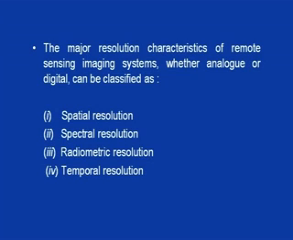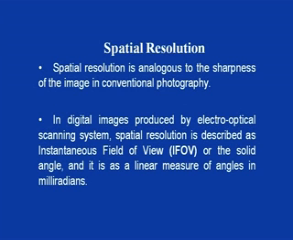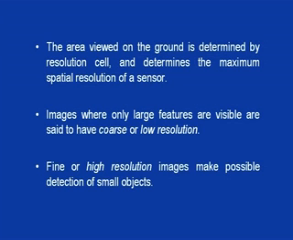First is spatial resolution. Spatial resolution is analogous to the sharpness of the image in conventional photography. In digital images produced by electro-optical scanning systems, spatial resolution is described as the instantaneous field of view or the solid angle, and it is a linear measure of angles in milliradians. The area viewed on the ground is determined by the resolution cell and determines the maximum spatial resolution of a sensor.